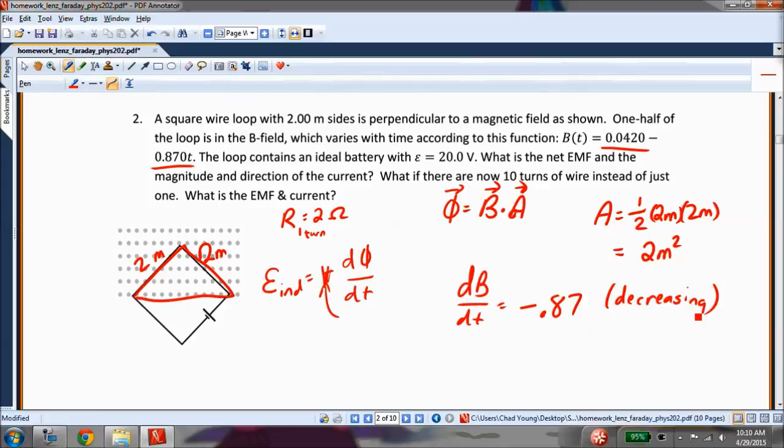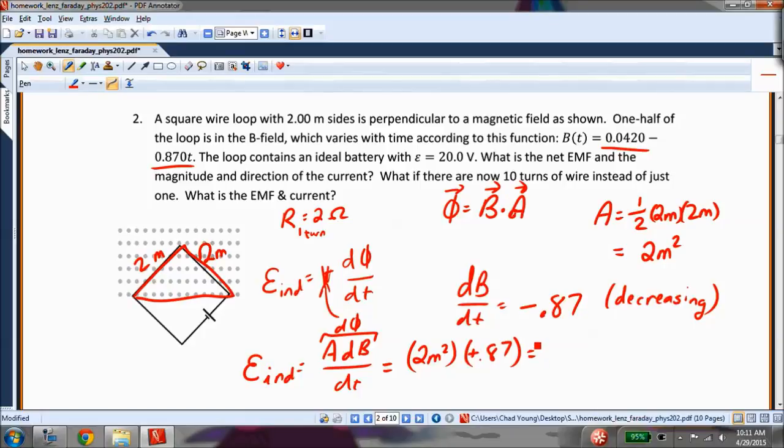But let's go ahead and calculate the magnitude of the induced EMF. That induced EMF is equal to d phi dt. That's going to equal A times dB dt. Remember, A times B is equal to my magnetic flux. So that's going to be 2 meters squared times negative 0.87. Actually, I'm just going to call it positive because I'm just looking for magnitudes here. And 2 times 0.87 is equal to 1.7 volts. All right, so that is the magnitude of the induced EMF.